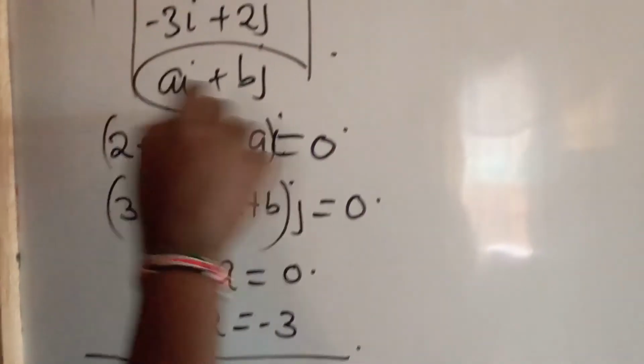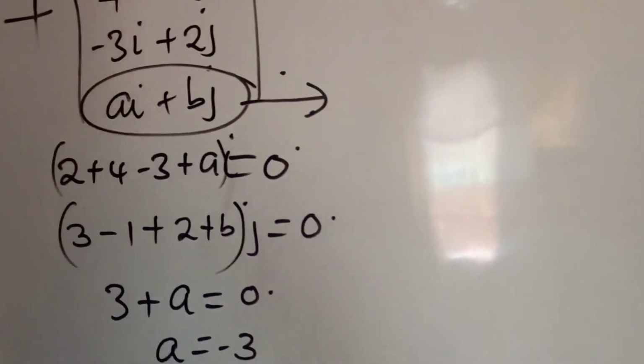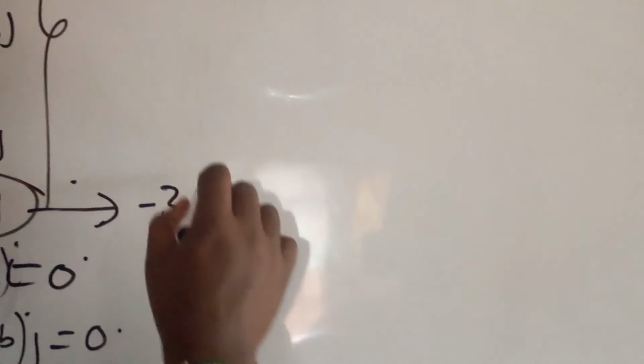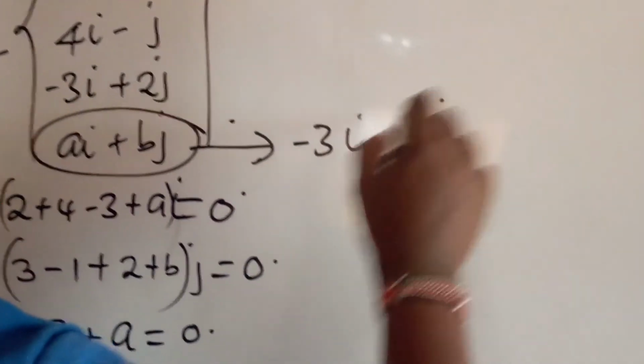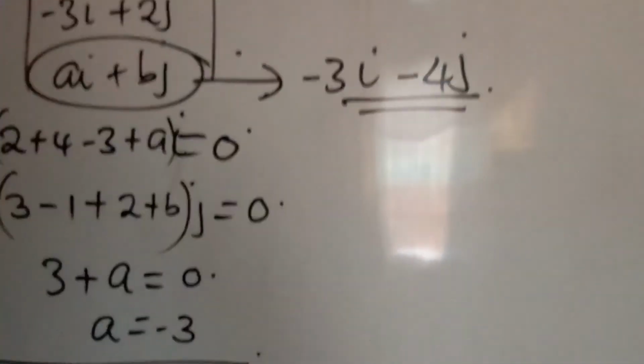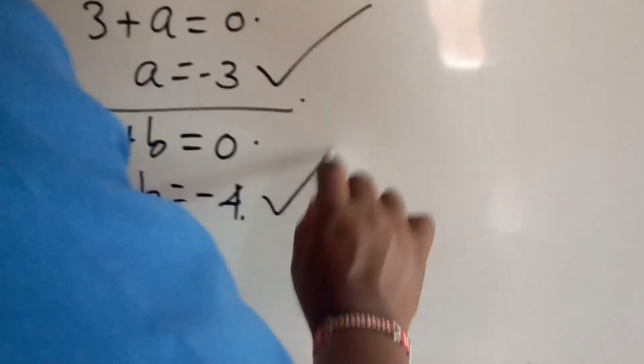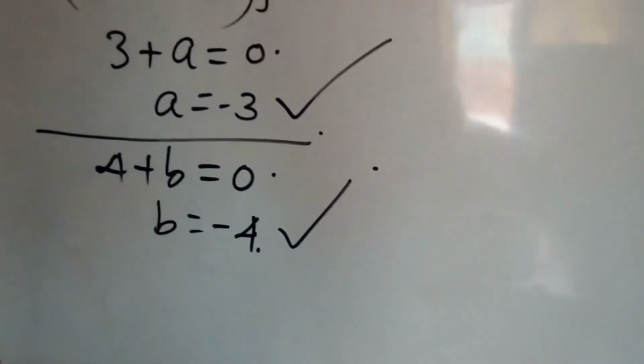So the force that is expressed in terms of ai plus bj is going to be minus 3i minus 4j. And those are the values of a and b. So basically the value of a is negative 3 and the value of b is negative 4.